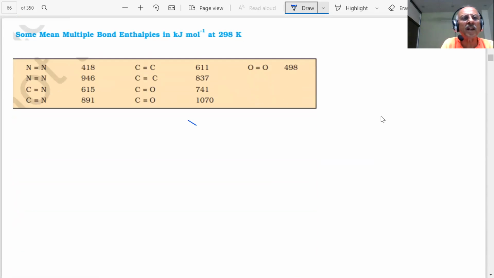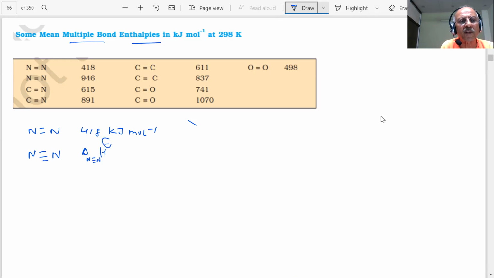And you can see, student, here they are giving some mean multiple bond enthalpies. If I have a nitrogen-nitrogen double bond, the value is how much? 418 kilojoule per mole. And for the triple bond, if nitrogen triple bond is there, what is the value? The dissociation enthalpy for the triple bond is plus 946 kilojoule per mole.